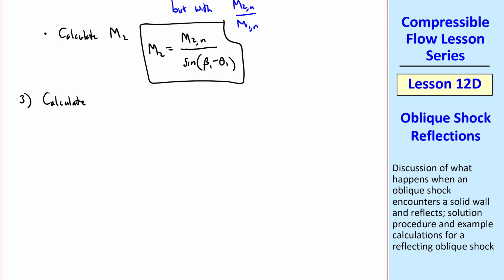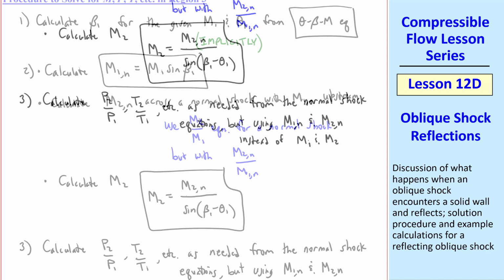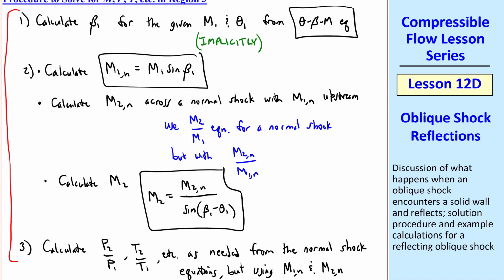Step 3 is to calculate ratios P2 over P1, T2 over T1, etc. as needed, again from the normal shock equations, but using M1n and M2n instead of M1 and M2 themselves. I point out that steps 1, 2, and 3 are the same steps that we've used for a non-reflecting oblique shock when the supersonic flow encounters a sudden change in the wall direction.